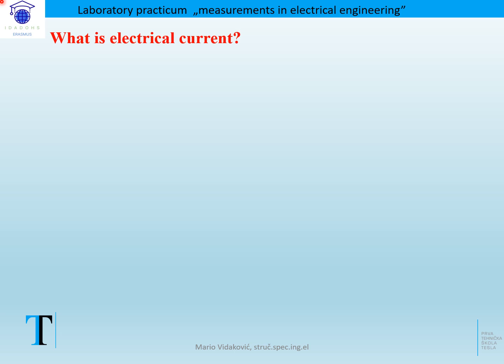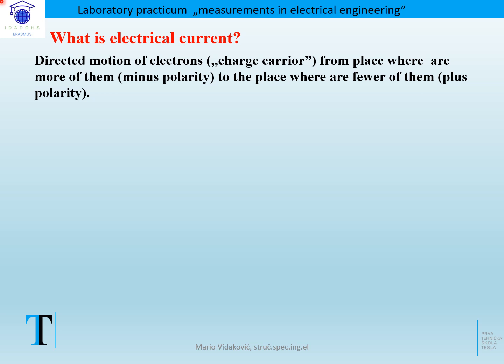And first is the question, what is electrical current? The electrical current is the directed motion of electrons, the charge carriers, from the place where there are more of them, its minus polarity, to the place where there are fewer of them, its plus polarity. Because the electrons are negatively charged, they go from the place where there are most of them to the place where there are few of them.